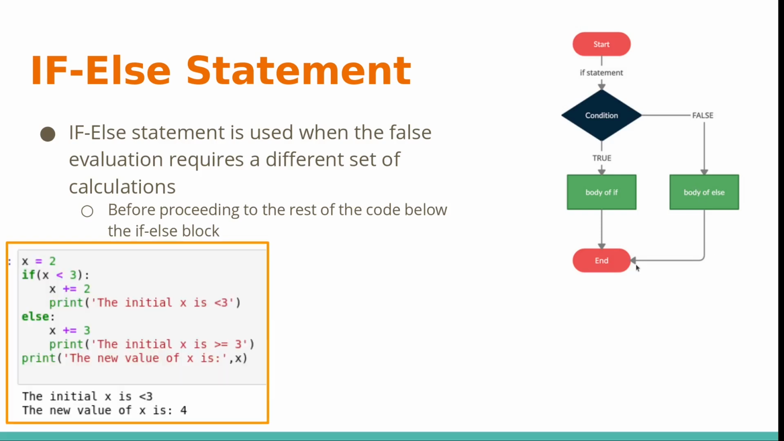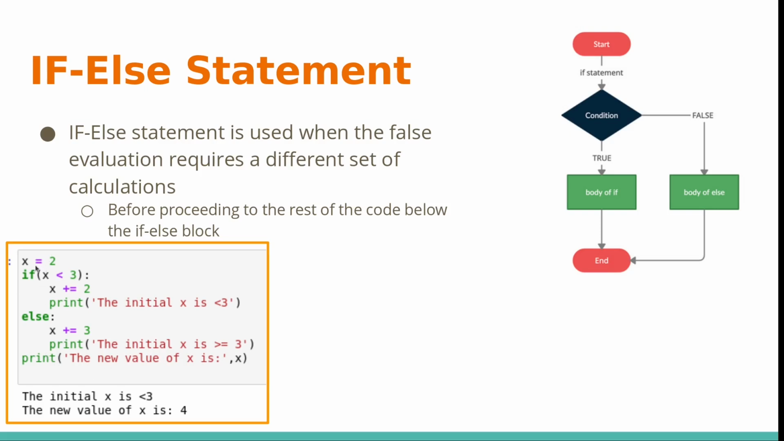So for example, I could write if x is less than 3, I want to say x is equal to x plus 2, and write the initial value is less than 3. Else, what I want to do is add 3. I want to say x is equal to x plus 3, and then print the value of x is greater than or equal to 3. And notice that this print statement is in line with if and else. So once one of these is executed, the program will move to the print. The new value of x is this.